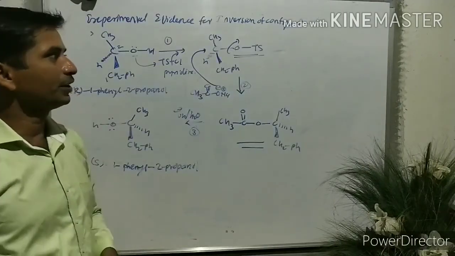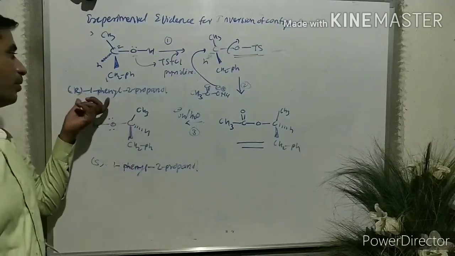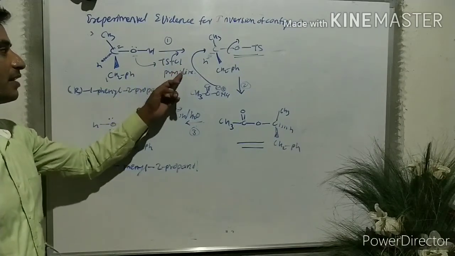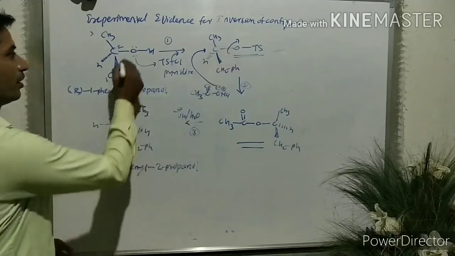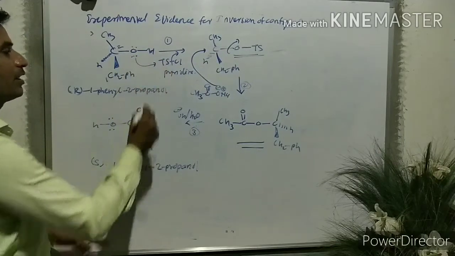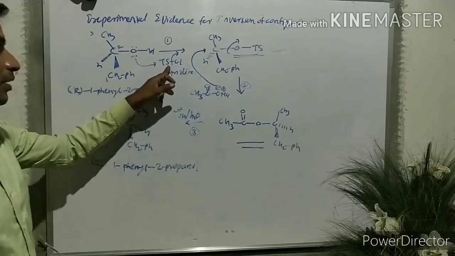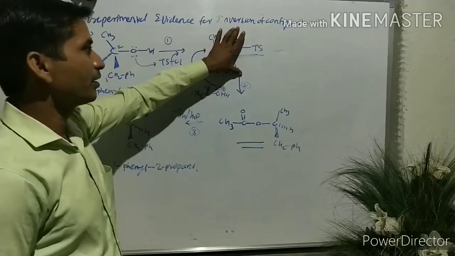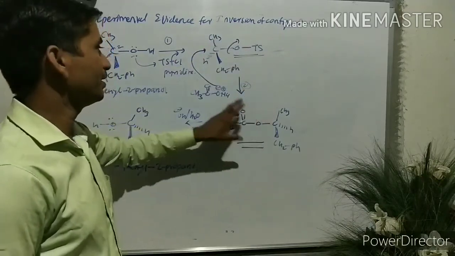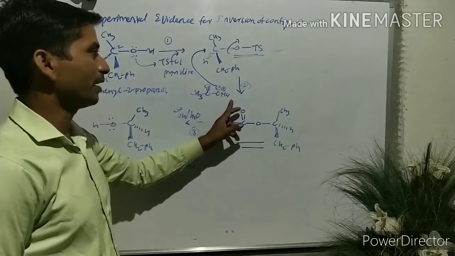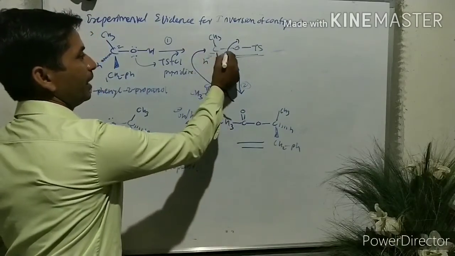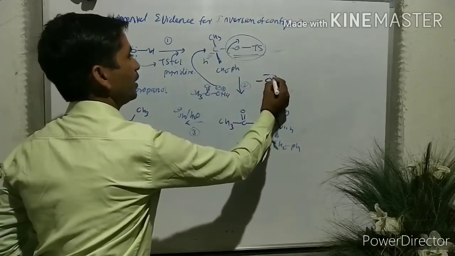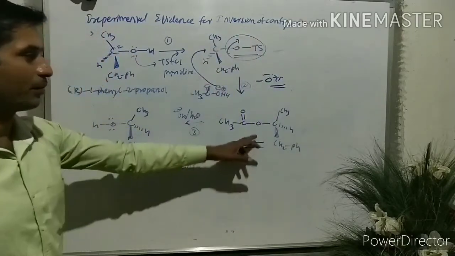Let's take another example for the inversion of configuration. If we react the optically active R 1-phenyl-2-propanol with toluene sulfonyl chloride, that is TsCl, there is formation of a tosylate. How is this formed? This lone pair attacks this toluene sulfonyl chloride, the leaving group chloride is eliminated, and there is formation of the tosylate. This tosylate is converted into acetate by reacting it with sodium acetate. The sodium acetate attacks from the backside of the tosylate, OTs minus leaves, and there is formation of acetate.